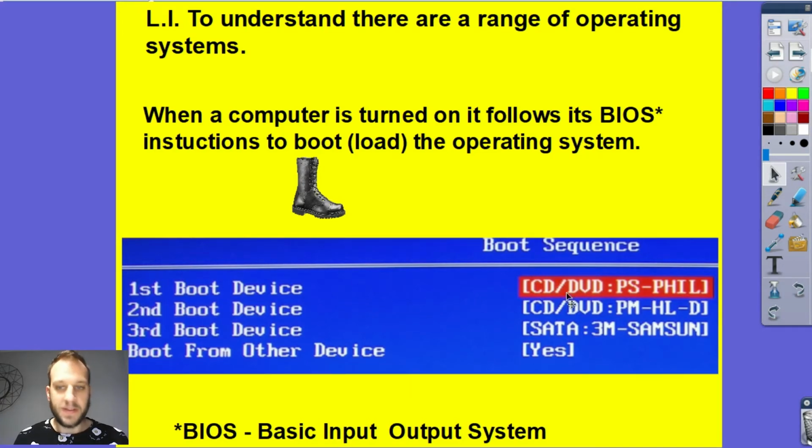The second boot device is the CD drive. The third boot device is a SATA, Samsung, something. That's a hard drive. So you can actually have a boot device on a CD. You can have it on a memory stick. You can have it on a hard drive. And normally it's stored on the hard drive.